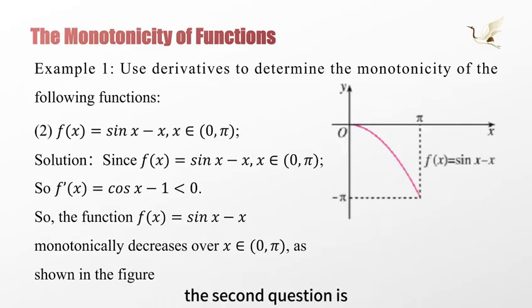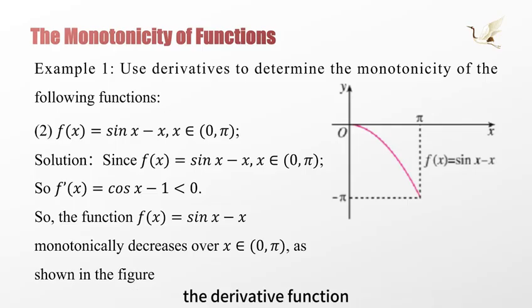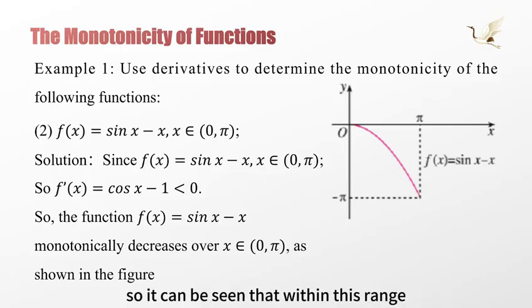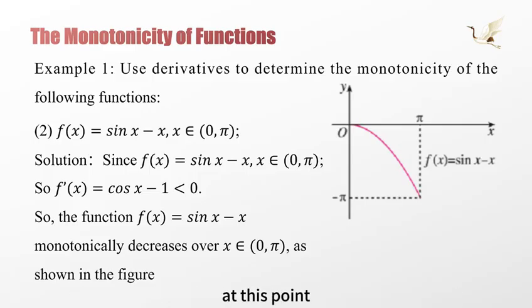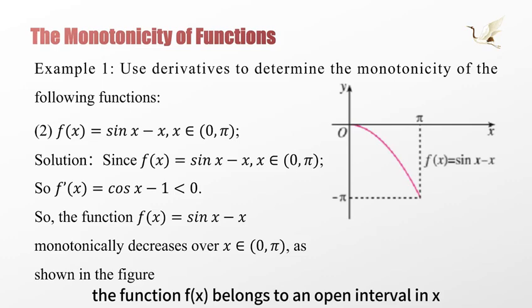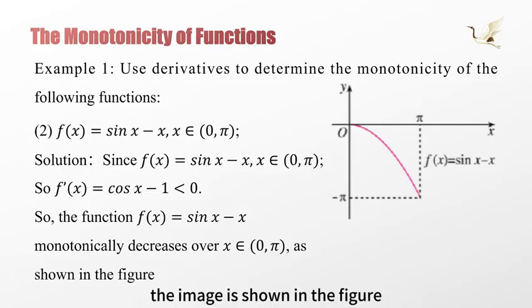The second question: f(x) is equal to sine x minus x, where x belongs to the open interval from 0 to pi. Taking the derivative, we obtain cosine x minus 1. Since x belongs to the open interval from 0 to pi, within this range cosine x is always less than 1. Therefore, the derivative function is always less than 0. At this point, it can be inferred from the conclusion we just explored that the function f(x) monotonically decreases on the open interval from 0 to pi. The image is shown in the figure.